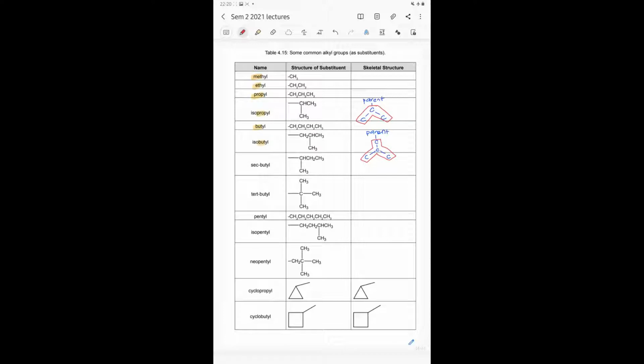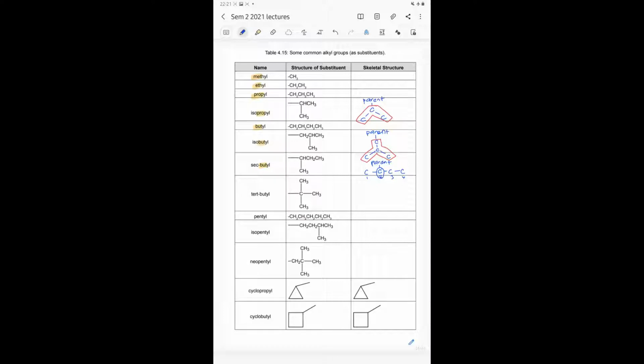Next we have still butyl, 4 carbons, but now we have sec butyl. What does it mean by sec butyl? To make it easier for you to remember, in sec butyl the parent chain is attached to the second carbon in the substituent. Second carbon, 1, 2, 3, 4. This is not the numbering for naming. I just want to show that this is the second carbon in the substituent. That's why we call it sec butyl.